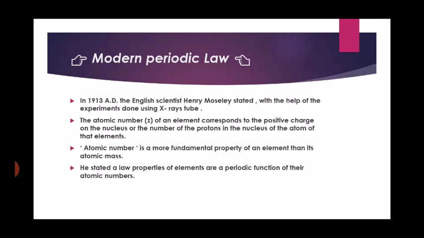That means the scientist Henry Moseley gave importance to the atomic number. If we arrange the elements in the periodic table in increasing order, like 1, 2, 3, 4, he gave one law, known as the modern periodic law: the properties of elements are the periodic functions of their atomic number. Before this, all the scientists gave importance to atomic mass, but Henry Moseley gave importance to atomic numbers.